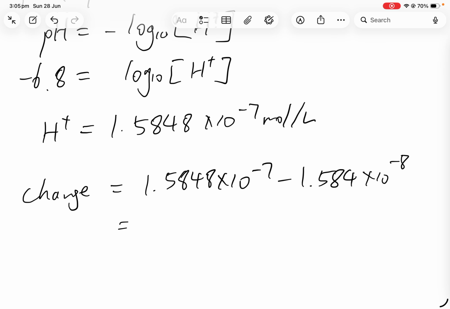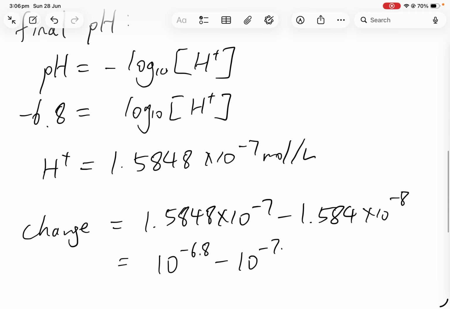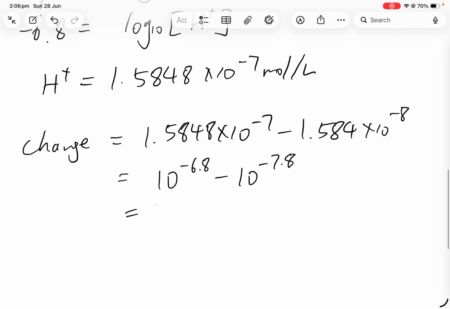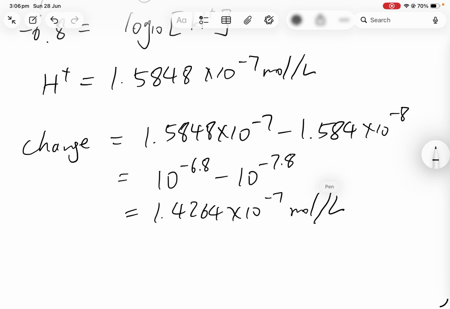And we will get, for ease on a calculator, 10 to the power negative 6.8 minus 10 to the power negative 7.8, and this is equal to 1.4264 times 10 to the power of negative 7 moles per liter. Okay, now we have this concentration of hydrogen that had been added from the hydrochloric acid.